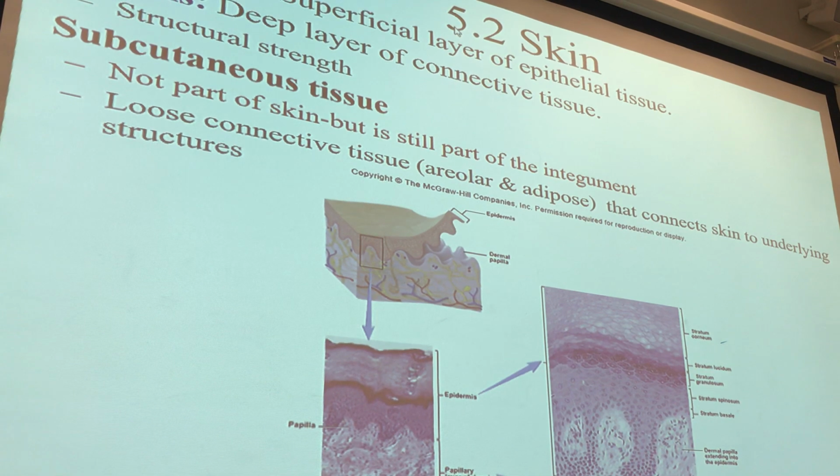In terms of the skin again, it's the epidermis and dermis. The subcutaneous tissue is part of the integument, but not part of the skin. That subcutaneous tissue is loose connective tissue, a combination of areolar connective tissue and adipose, connecting the skin to the underlying structures. The weird thing about the subcutaneous tissue is that we have a lot of names for it. We call it the hypodermis. We can also sometimes call it the superficial fascia, as well as the subcu.